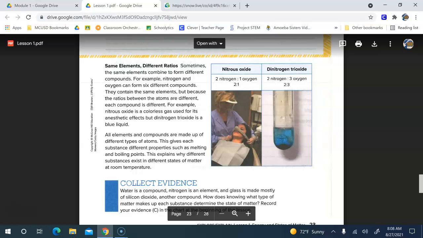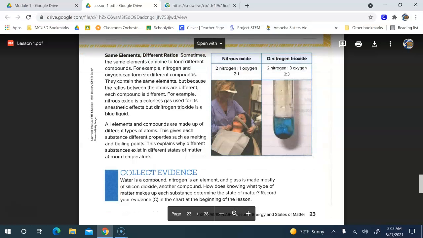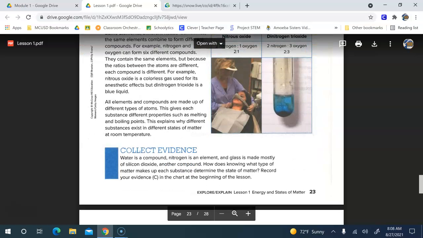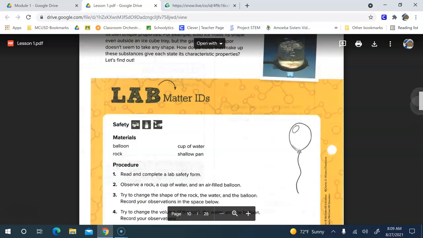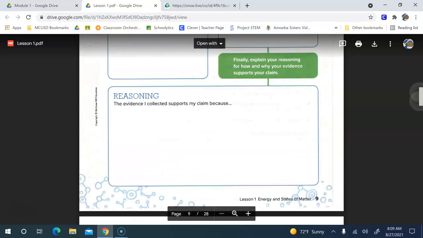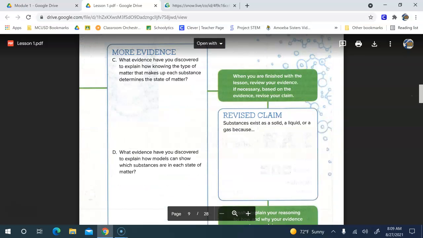Then you're going to need to go back up to page 8 and we're going to look at C for a minute. Actually, we're on page 9, I'm sorry. So C. This asks about what evidence have you discovered to explain how knowing the type of matter that makes up each substance determines the state of matter. It's kind of a confusing question. So let's work through that together.